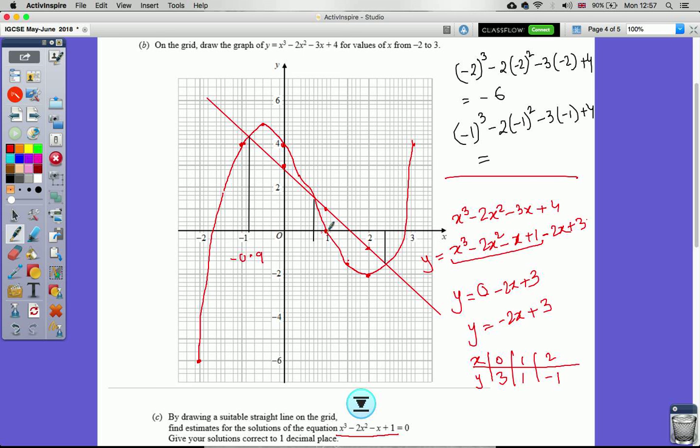This is 0.7, and this one is 2.4. So the 3 solutions for x are negative 0.9, 0.7 and 2.4. Okay, so that was it for this question.